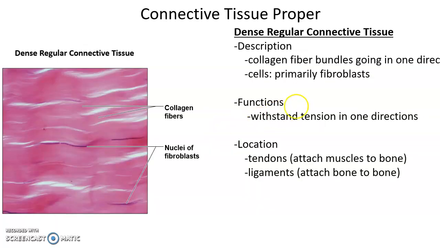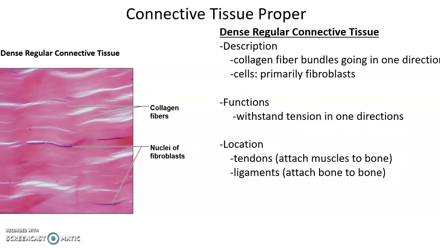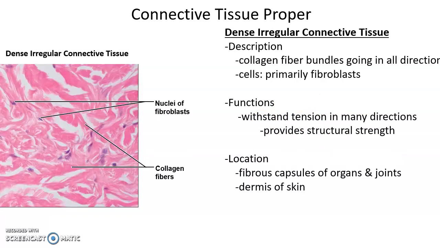Dense regular connective tissue, as we see here, has lots and lots of collagen fibers. So all this sort of pinkish material, those are all collagen fibers densely packed together, all going in the same direction, in the same orientation. And the collagen fibers give the dense regular connective tissue its strength to resist forces. And places where you can find it are in the tendons that attach muscles to bone and in the ligaments that attach bone to bone.